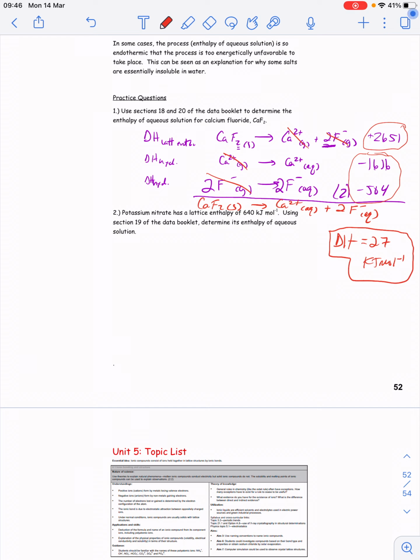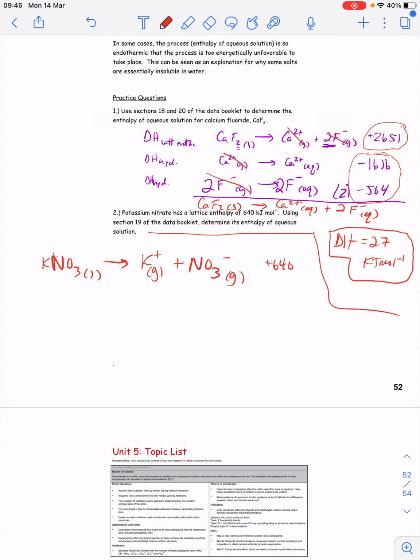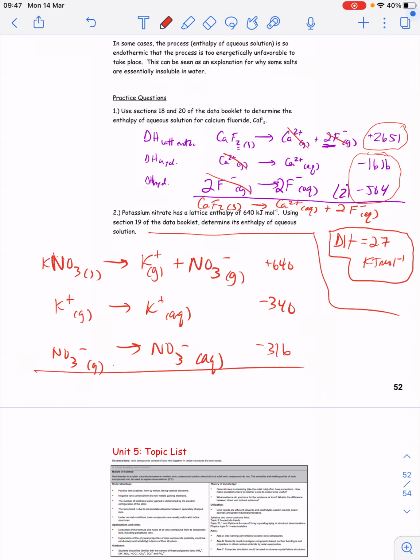Okay, question number 2. We've got potassium nitrate. Again, I've been given the lattice enthalpy here, so that's going from KNO3 solid to K+ and NO3-. So I should be comfortable writing out chemical equations to represent these changes. That's positive 640. Then I have to look up the hydrations of potassium and nitrate. Those are in table 20. So potassium, this would be going from K+ gas to K+ aqueous. That's minus 340. NO3- gas to NO3- aqueous, and that value is minus 316. No mole ratios to worry about here. Everything is 1s, so that's about as simple as it can get. Those gaseous ions all cancel out, and I get my overall enthalpy of aqueous solution, dissolving potassium nitrate in water.